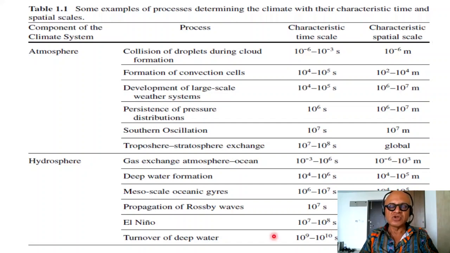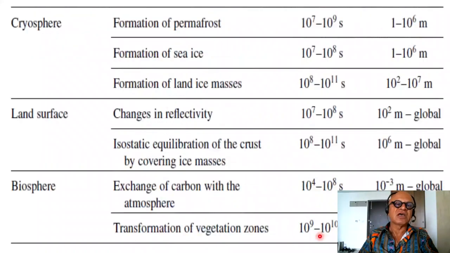Turnover of deep water is a long-scale process, so you can see in the whole table this is the longest time scale. It can take centuries to thousands of years for the water to sink and then get converted back to surface water and come back to the region of sinking again. This is obviously a global thing.